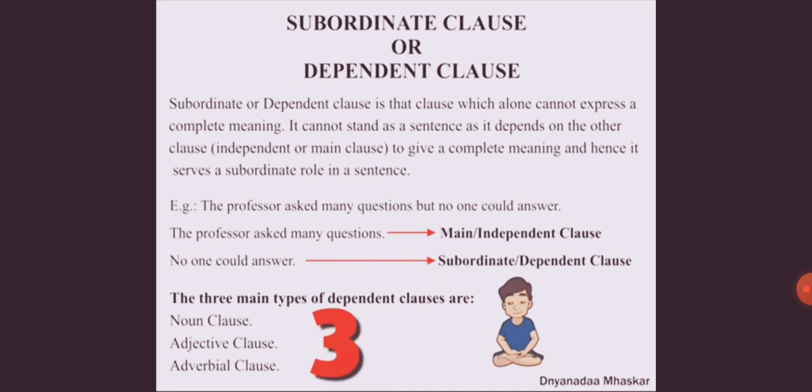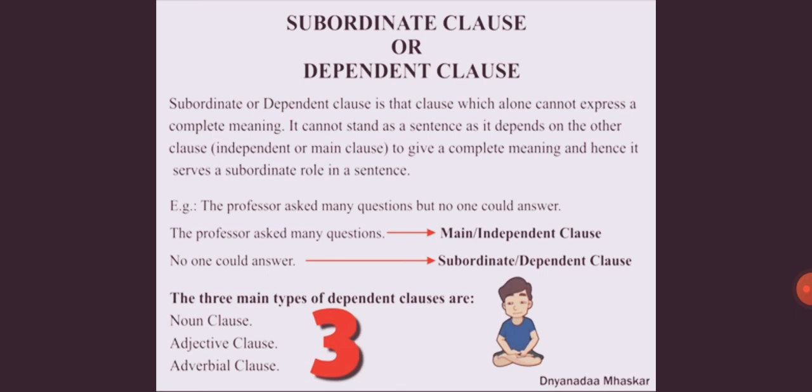Let us now see subordinate or dependent clause. Subordinate or dependent clause is that clause which alone cannot express a complete meaning. It cannot stand as a sentence as it depends on the other clause, that is the independent or main clause, to give a complete meaning, and hence it serves a subordinate role in a sentence.